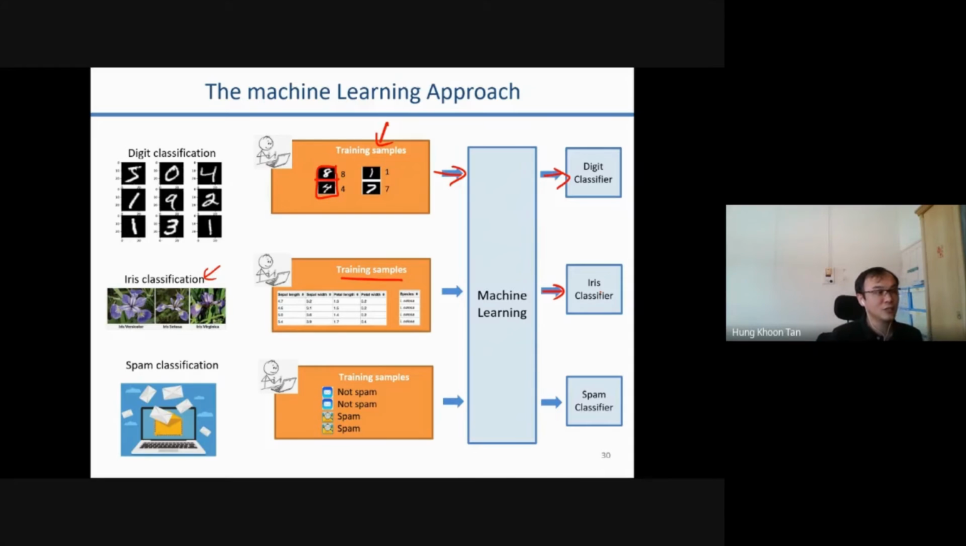In the traditional programming approach, you need to write rule-based algorithms which are specific to the task. For every single task, you need to write a different program. But for the machine learning approach, you can see that the algorithm that you use is the same. You only need to prepare the training samples and build a model by letting the computer see the training examples. So you build the system by letting the computer see examples rather than programming the program itself. So this is the machine learning approach.